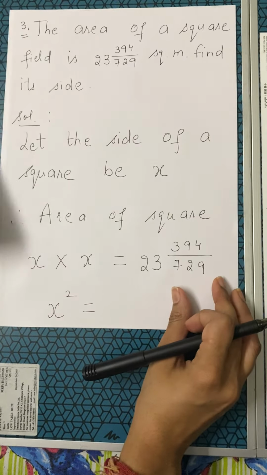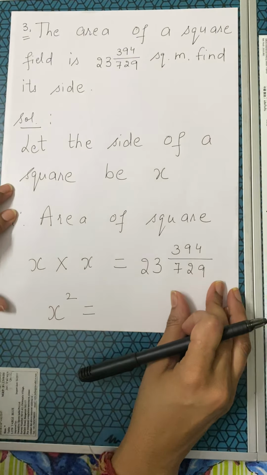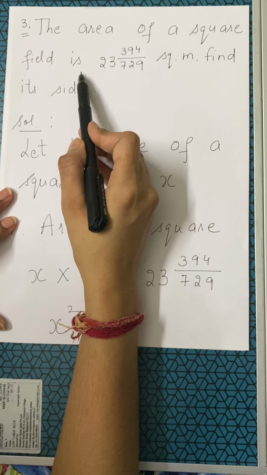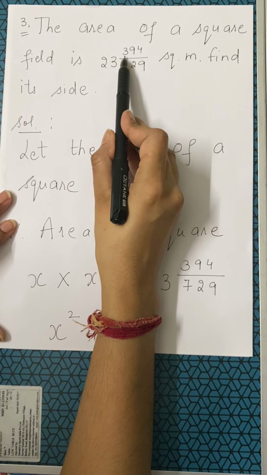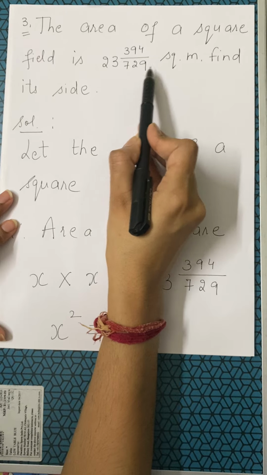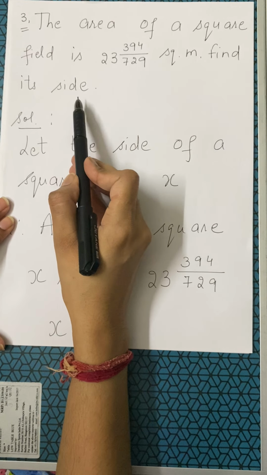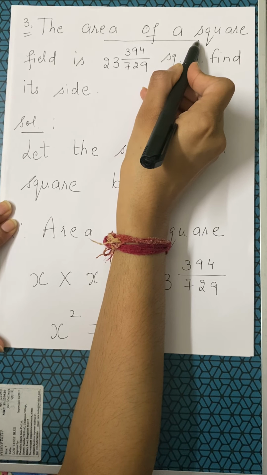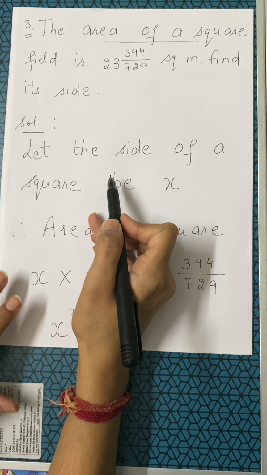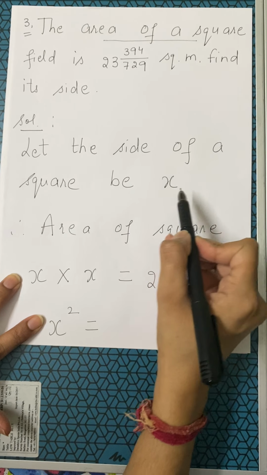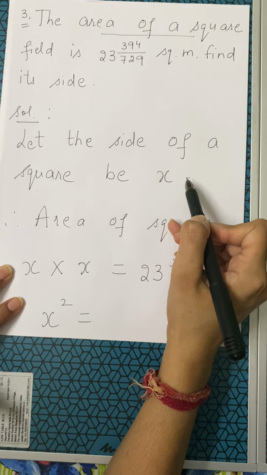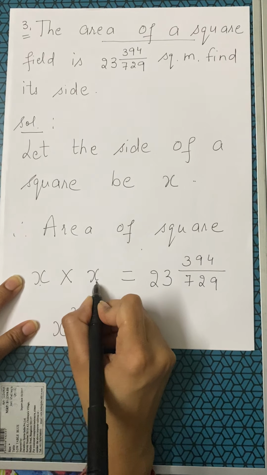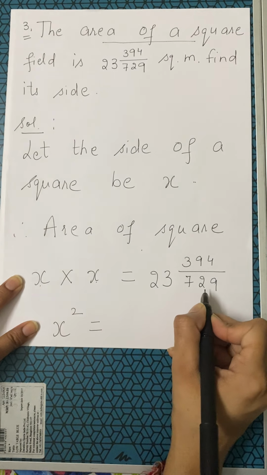Okay, let us take question number 3. It states that the area of a square field is 23,394 by 729 square meter. Find its side. Now area of the square, that is side square. So we'll consider that rule here. I will let the side of the square be x. If the side of the square be x, automatically the area will be x multiplied by x. Area is already given to us.